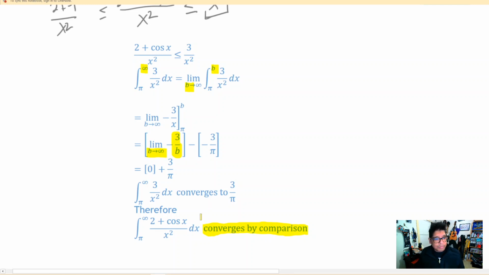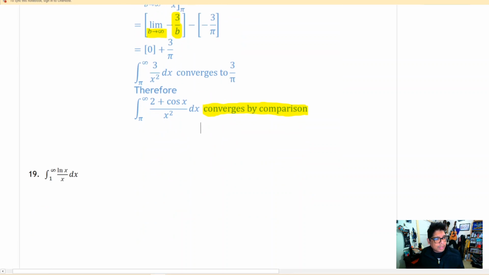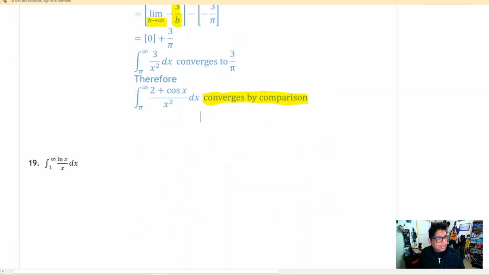So with that one out of the way, let's take a look at this next one. We've got the integral from 1 to infinity of natural log of x over x. And we've got to talk about the effective power here. And the power on the denominator here, well, that's just x.